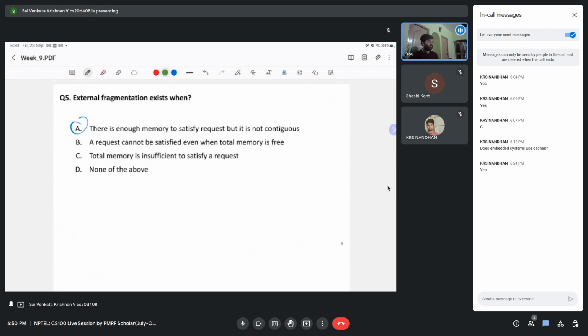So the correct option is option A. The other options are wrong. Option A is the scenario where, say, you have used regions, and this free block is 10 bytes, and this one is 100 bytes. Now if I want to allocate 110 bytes, you cannot, because the 10 and 100 are split. It's not contiguous. This is external fragmentation.